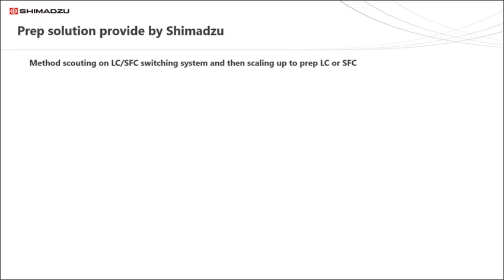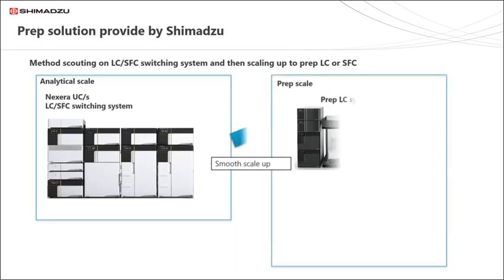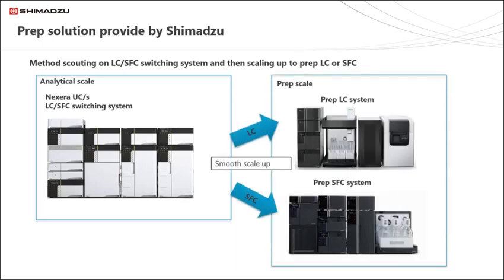In order to do the scouting for preparative SFC, an analytical system is needed. If not all your compounds are suitable for SFC, having an analytical system which can scout for both LC and SFC would be useful. This system allows seamless switching to facilitate this.